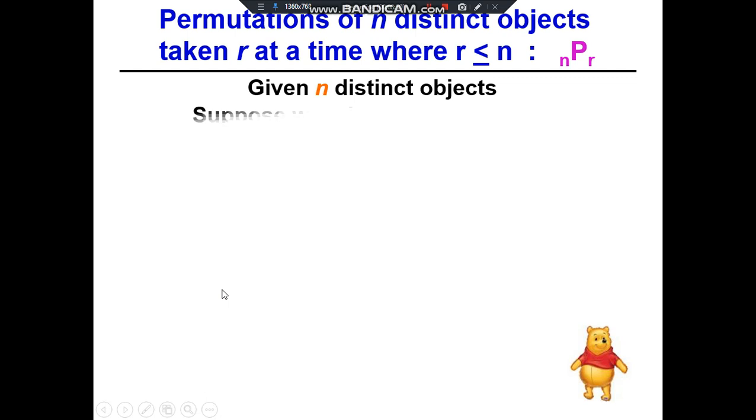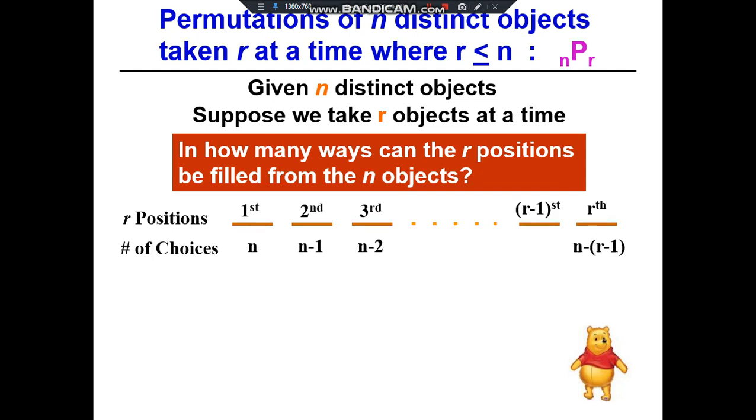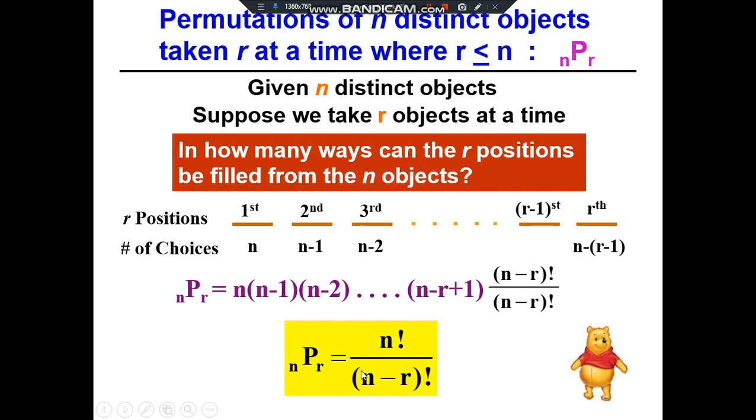Given n distinct objects, suppose we take r objects at a time. In how many ways can the r positions be filled from the n objects? Our formula for that will be nPr, n taken r at a time, equals n factorial over quantity n minus r factorial. So we have two formulas discussed. The first one is n factorial, and the second one is n factorial over quantity n minus r factorial.